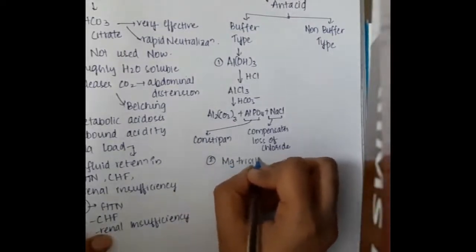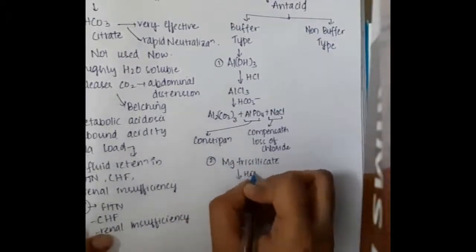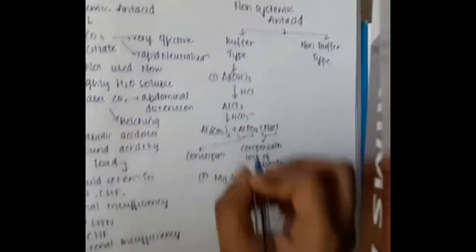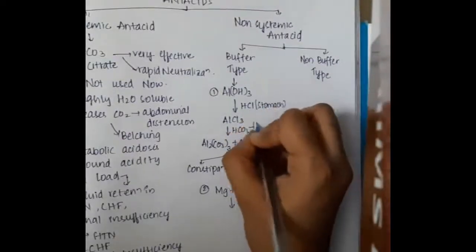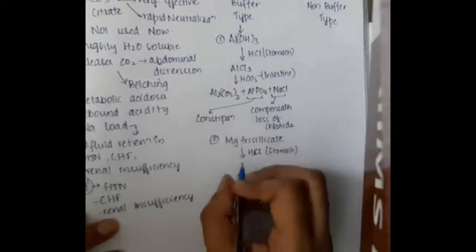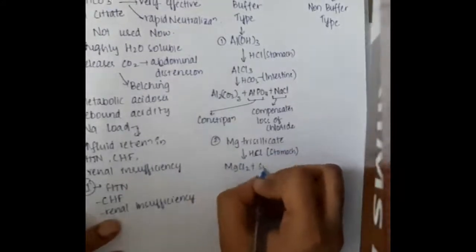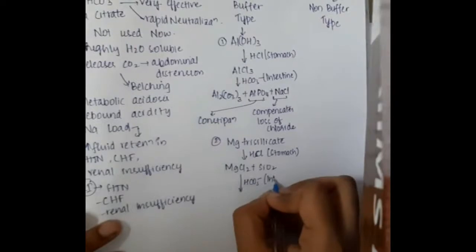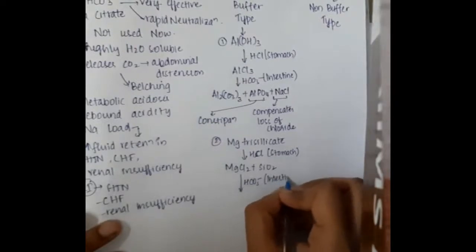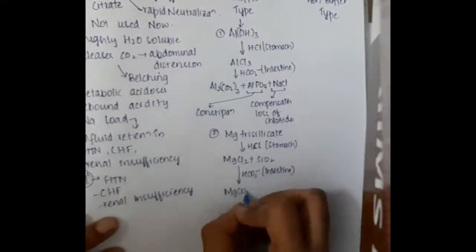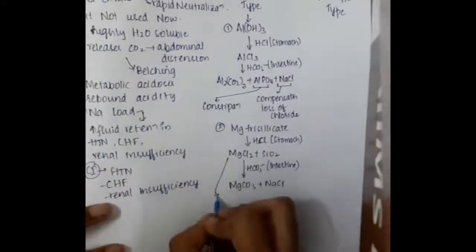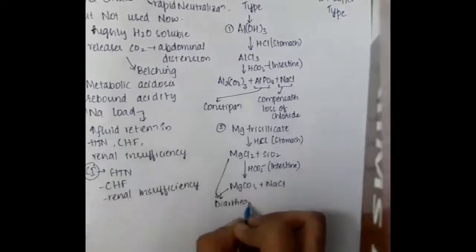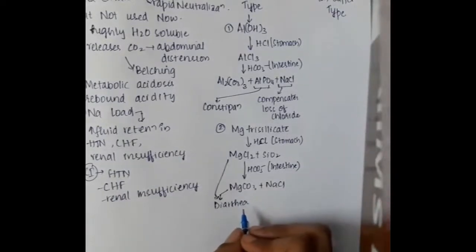Then the second important drug is magnesium trisilicate. In the stomach, because of HCl, this magnesium trisilicate forms magnesium chloride and silicon oxide. Then this magnesium chloride, in the presence of bicarbonate in the intestine, forms magnesium carbonate and sodium chloride, and thus it causes diarrhea.